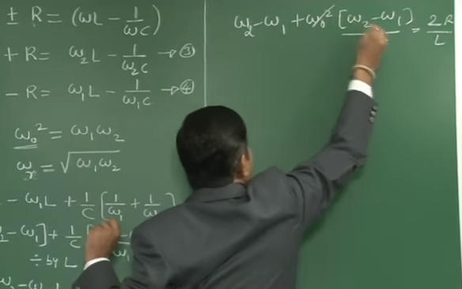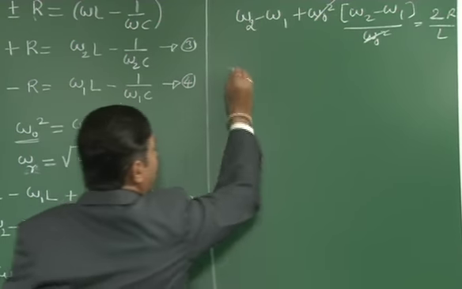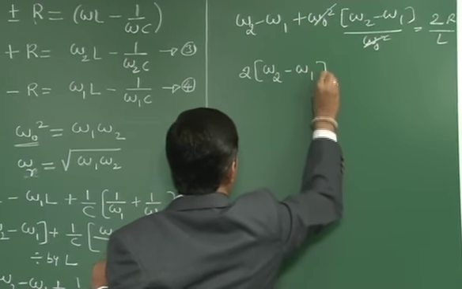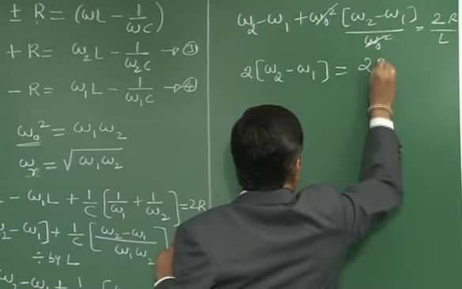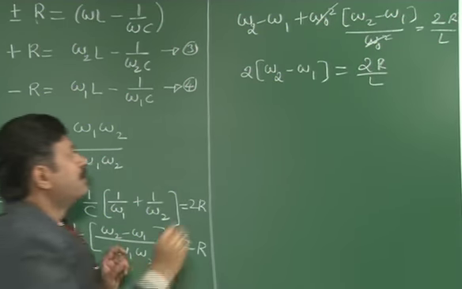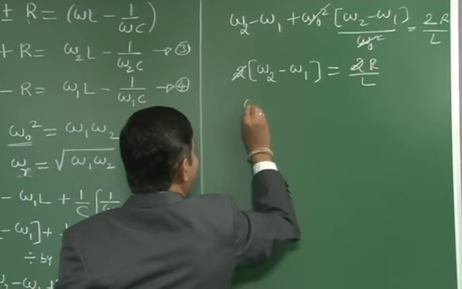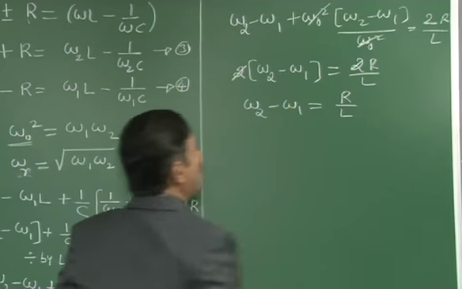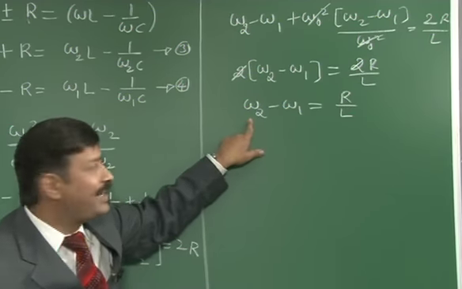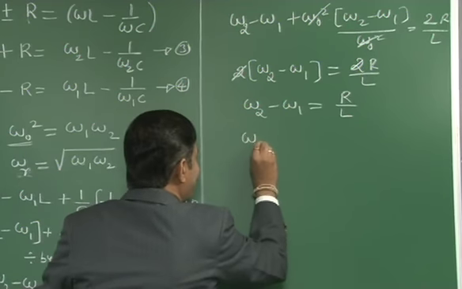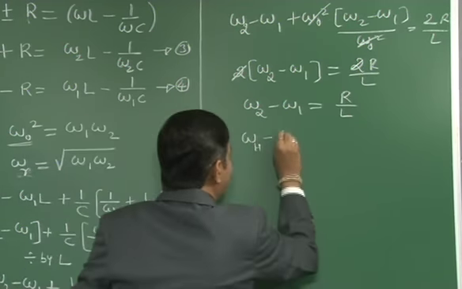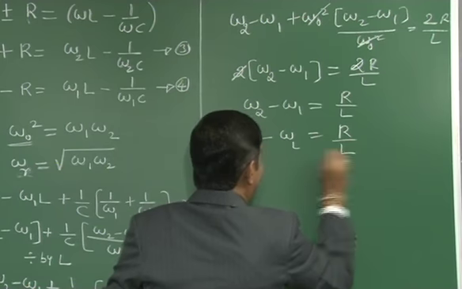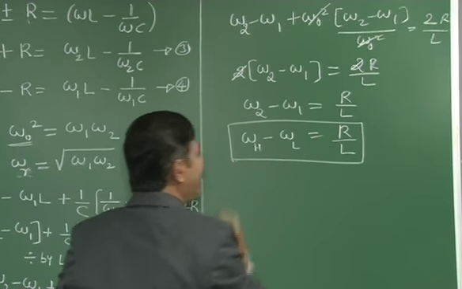Omega naught square cancels. The result we are getting is 2 into bracket omega 2 minus omega 1 is equal to 2R by L. So 2 will go, and finally omega 2 minus omega 1 is equal to R by L. This omega 2 I will call the higher cutoff frequency omega H, and omega 1 is the lower cutoff frequency omega L. This is equal to R by L. This is the bandwidth expression.